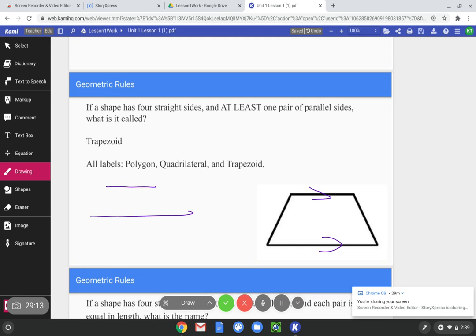But it has four straight sides. Okay, so I first have my parallel lines, and then you tell me that it has four sides. Okay, so all I have to do is connect them. I have four sides, two of which are parallel, trapezoid.